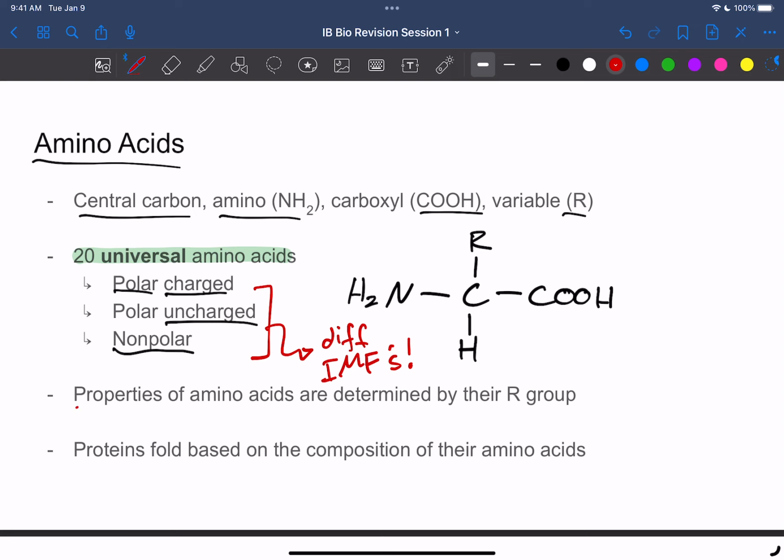So properties of amino acids are determined by their R group. Like I said, these classifications, polar, charged, uncharged, nonpolar, determine the properties of that amino acid, especially in a protein, because proteins fold based on the composition of their amino acids. So depending on which R groups they have, that's going to affect how they fold.